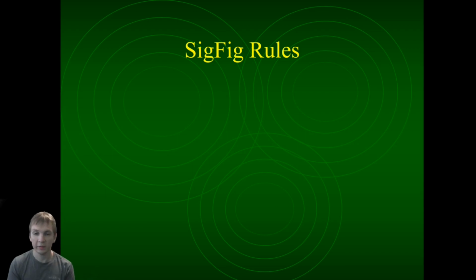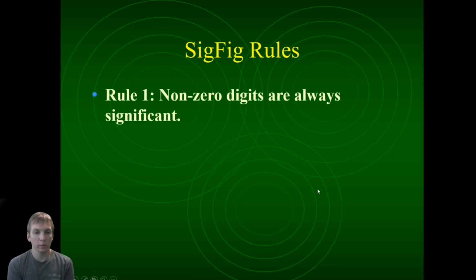So when we work with sig figs, there's actually a few rules that we need to be able to follow in order to determine whether or not the number is significant, or each digit is significant or not. All right, and there's 6 rules that we're going to go through, and then at the very end, I'm going to have a condensed version where we can condense it into 2 rules. All right, so the first rule that I'm going to talk about is rule number 1. Non-zero digits are always significant.